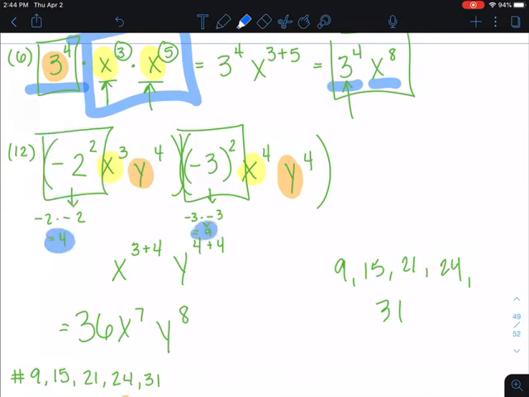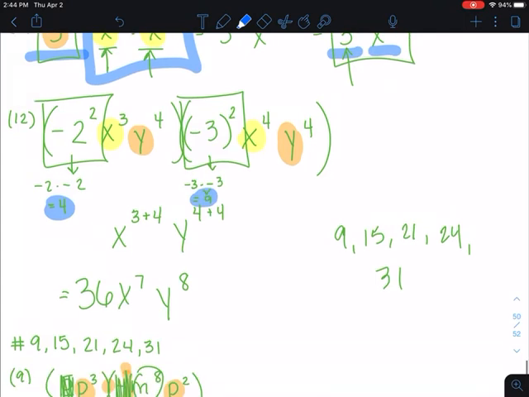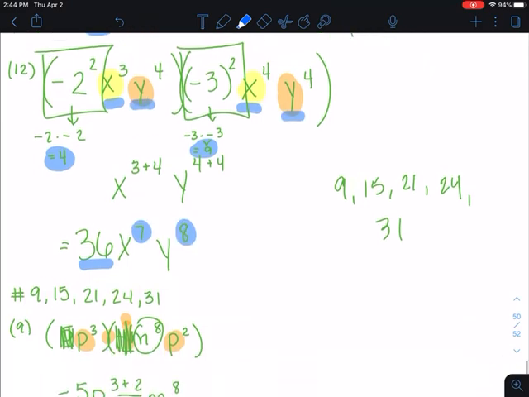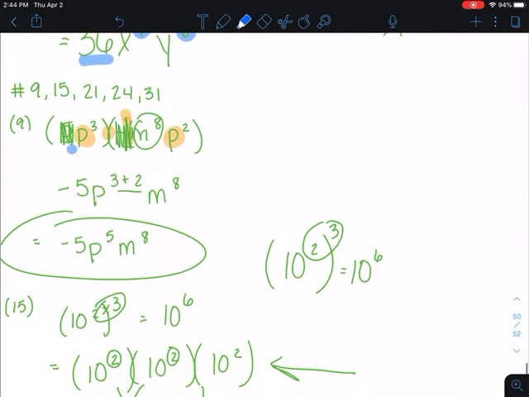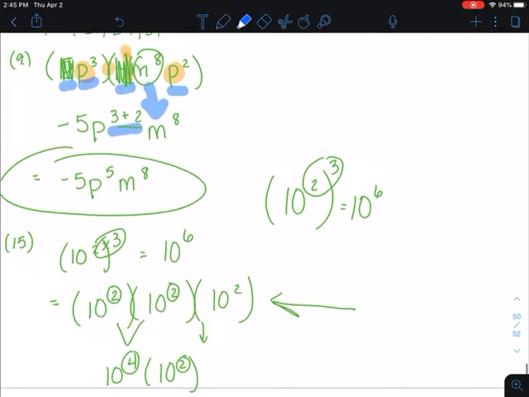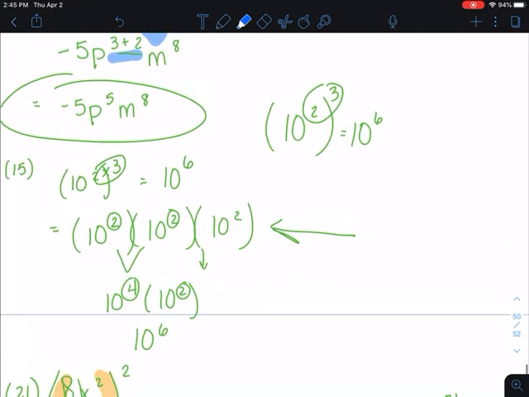Here we multiply the numbers, or simplify the numbers first. So we got 4 and 9. We multiplied those to get 36, and then we did the bases where we added the exponents. Okay? And then again here, same concept, we multiplied the 5 and the negative 1, I'm sorry. Same bases were combined, the m just came down.